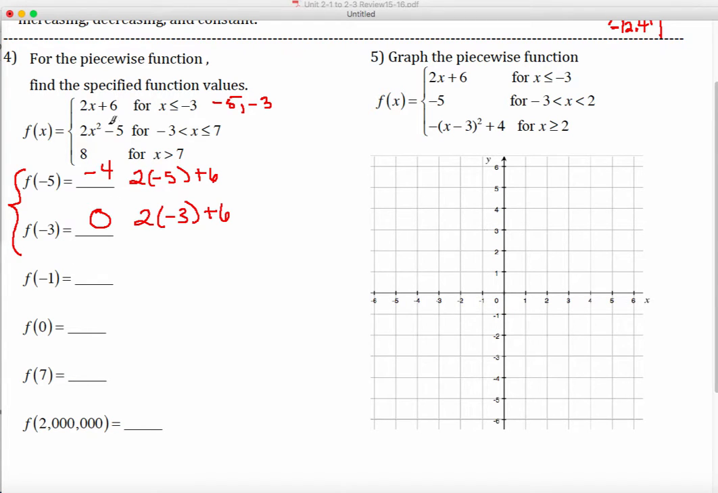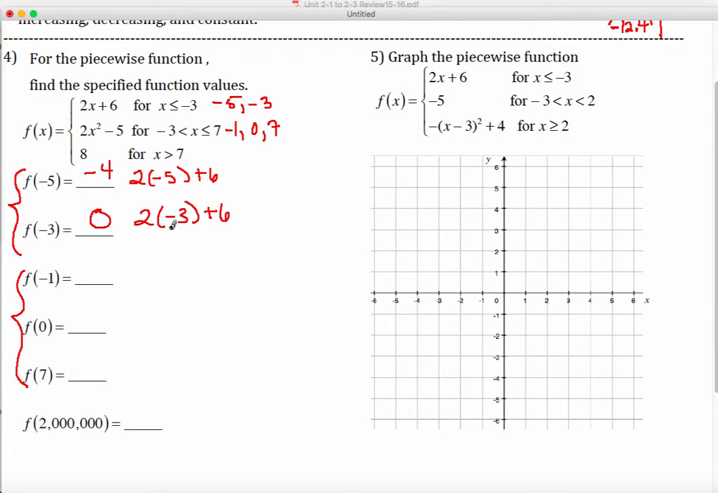The next function, 2x squared minus 5, wants me to put in any x's bigger than negative 3, but less than or equal to 7. And all three of these numbers are bigger than negative 3, but less than or equal to 7. So each one of those is going to go into the second function. I'm going to plug in a negative 1, get an answer. I'm going to plug in a 0, get an answer. And I'm going to plug in a 7 and get an answer.